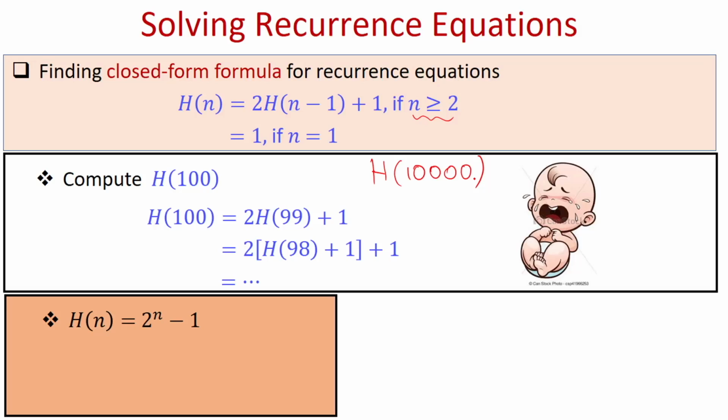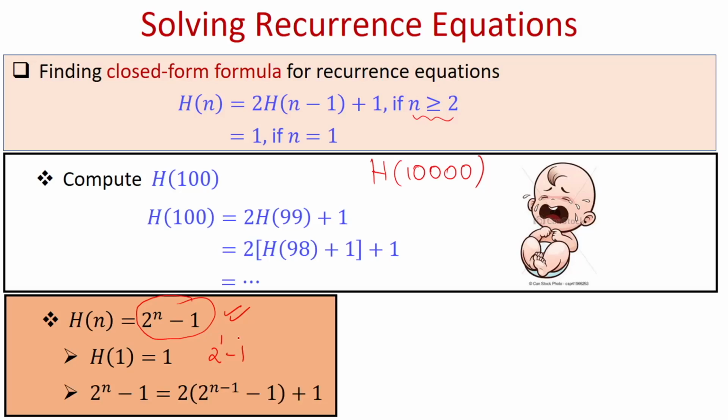Now, suppose I tell you that h of n is equal to 2 power n minus 1. We will verify whether that is indeed the case or not. If h of n is 2 power n minus 1, then as per this formula, h of 1 will be 2 power 1 minus 1, which is nothing but 1. And it's also easy to verify that 2 power n minus 1 is twice of 2 power n minus 1 minus 1, plus 1.